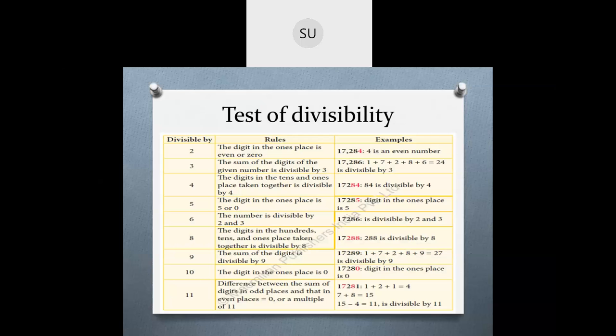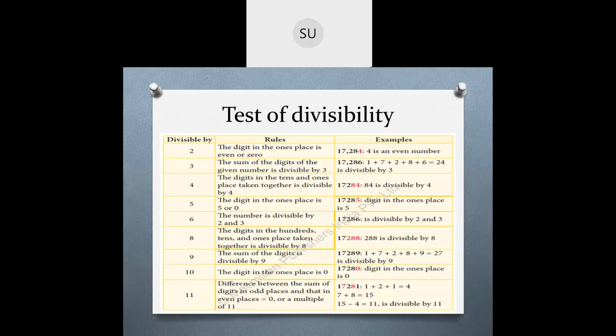Okay, then divisibility test for 3. When a number is given to you and they ask you to test if the number is divisible by 3, then what do you do? Take the sum of the digits of the number that is given, and then check if the sum of the digits is divisible by 3. If the sum of digits is divisible by 3, then the number will be divisible by 3.